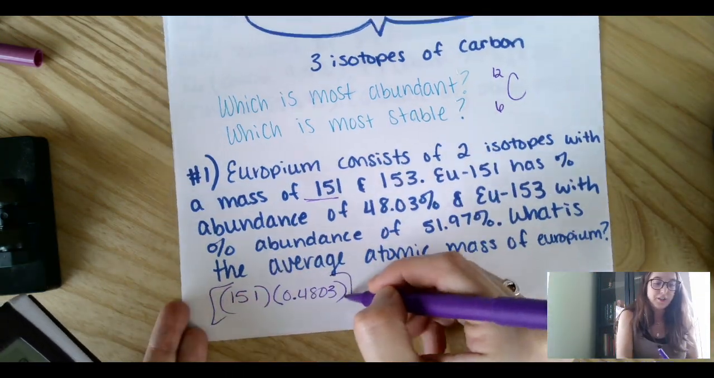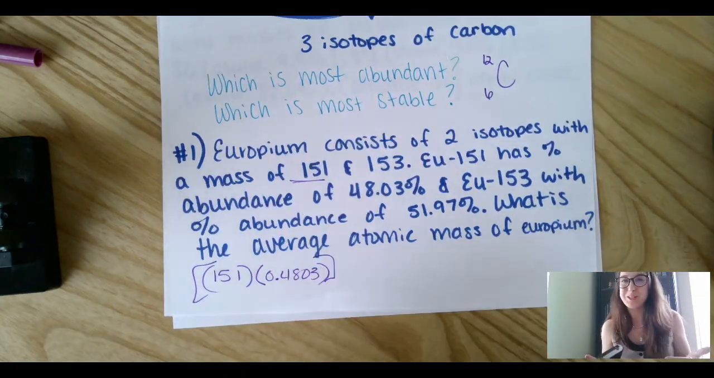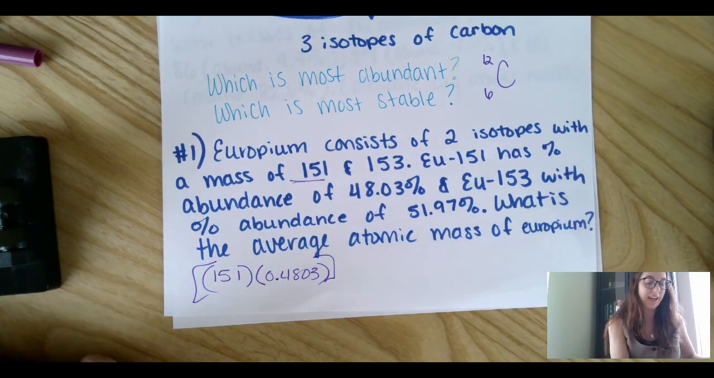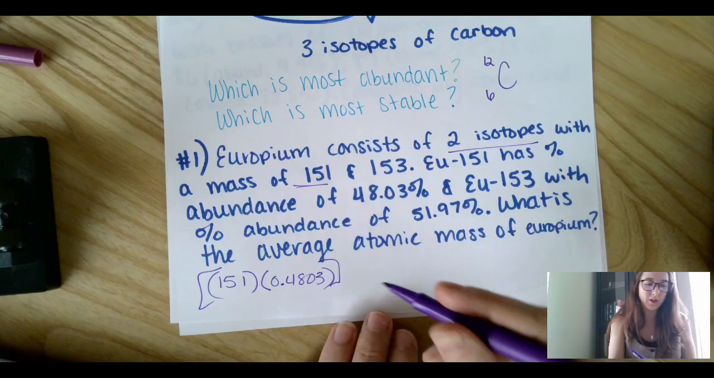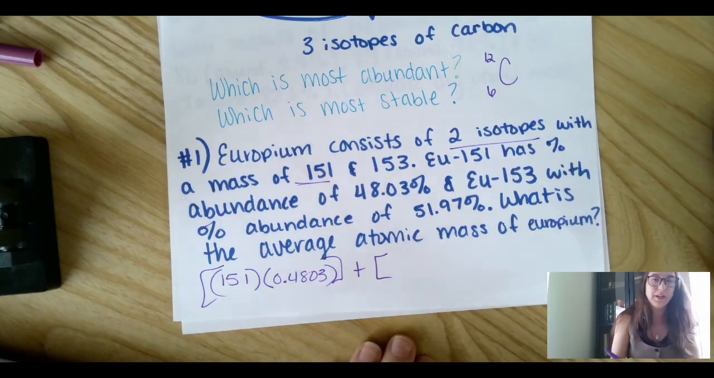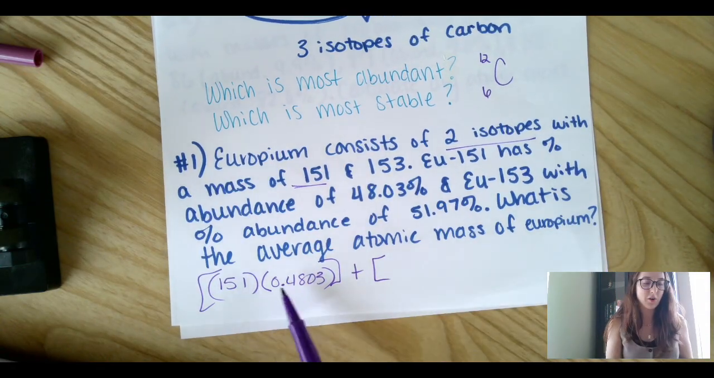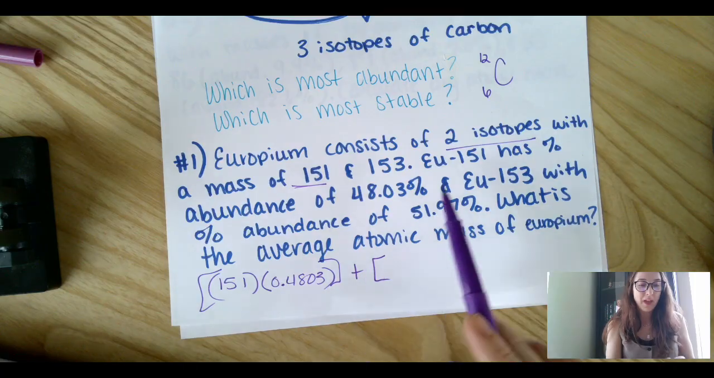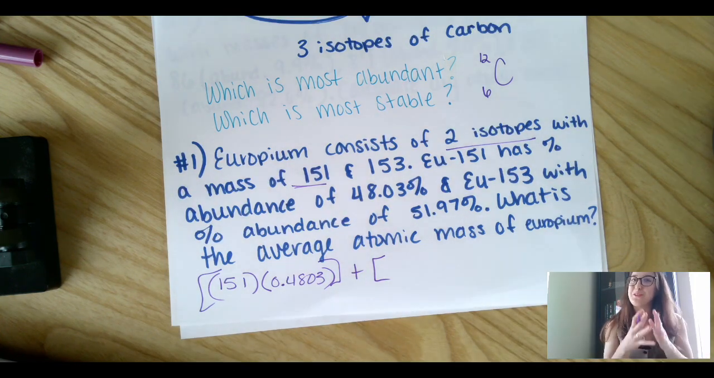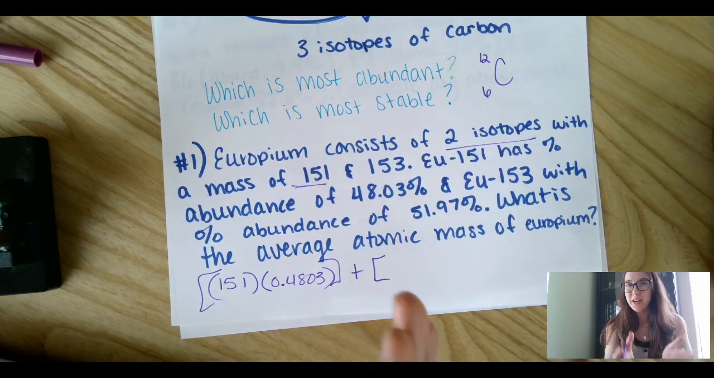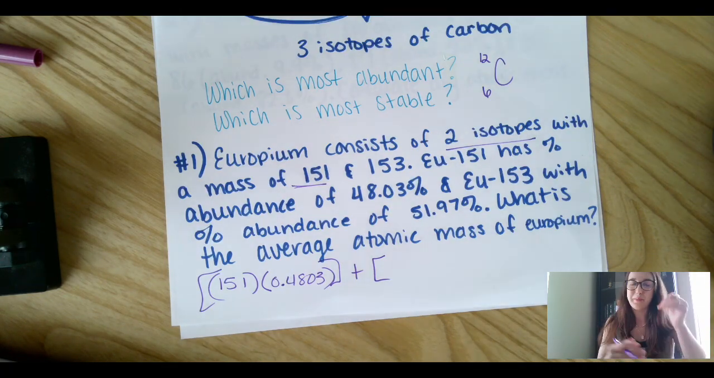And then you're going to do this process for however many isotopes exist in the word problem that they gave you. This word problem gives us two isotopes, so I know I need to do this one more time, and I'm going to be adding them together. Because what I'm saying is this isotope makes up this much of europium, and the other isotope makes up that much of europium. And so when you put the two together, then you're going to get what europium actually is on planet Earth, in nature, and on the periodic table.